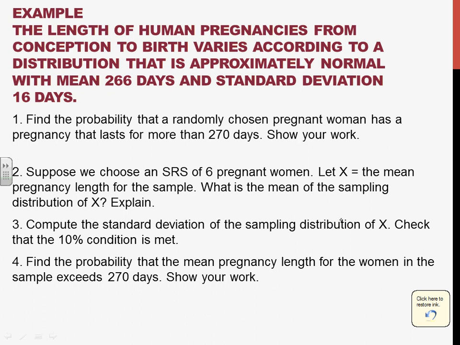Okay. Oh yeah, we're going to find some probabilities. So, the length of human pregnancies from conception to birth varies according to a distribution that is approximately normal, with a mean of 266 days and a standard deviation of 16 days. Find the probability that a randomly chosen pregnant woman has a pregnancy that lasts for more than 270 days. We have to show our work.